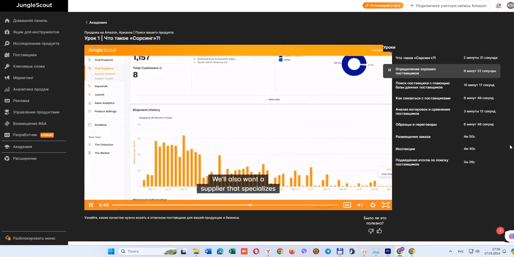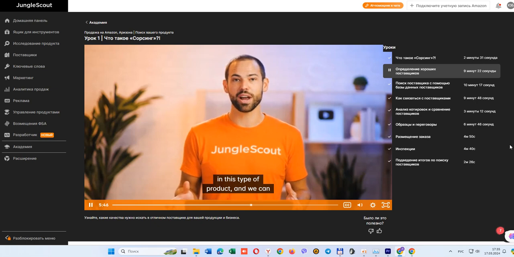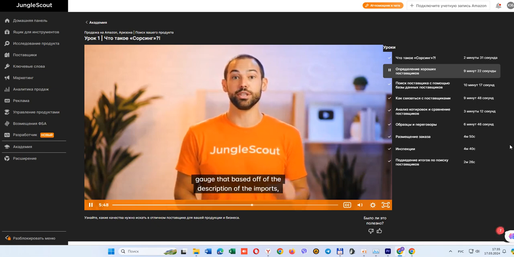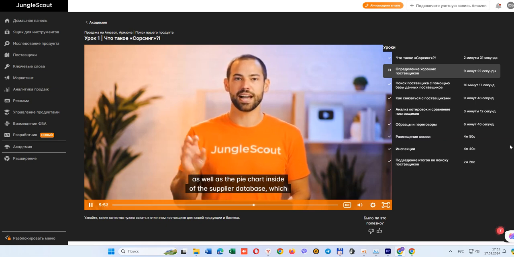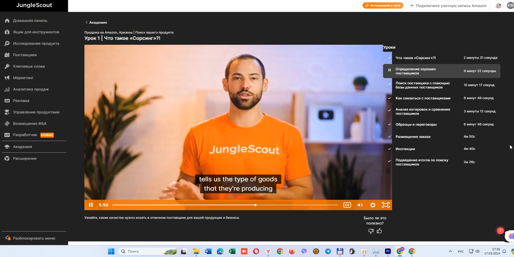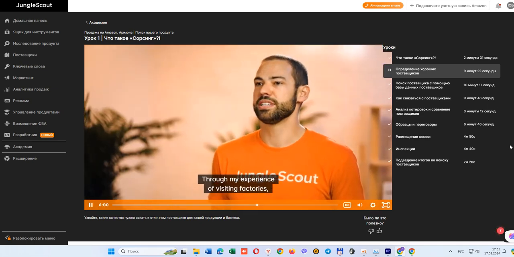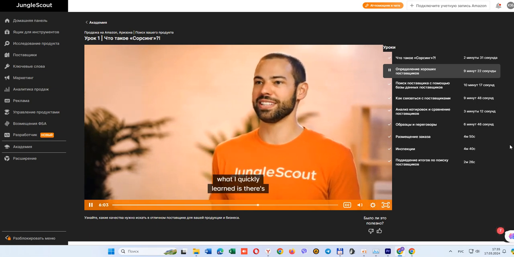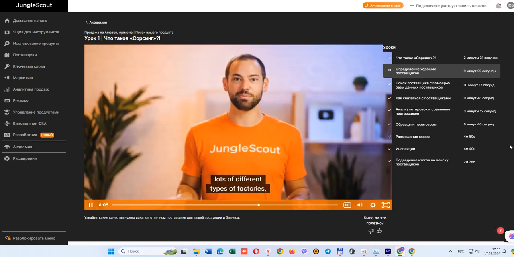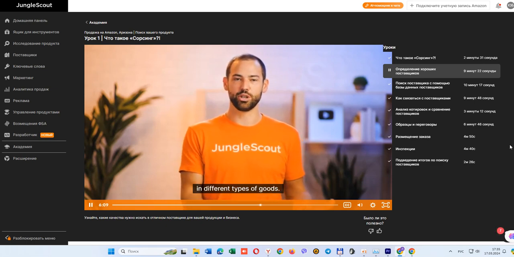We'll also want a supplier that specializes in this type of product, and we can gauge that based off of the description of the imports, as well as the pie chart inside of the supplier database, which tells us the type of goods that they're producing based off of the HS code. Through my experience of visiting factories, what I quickly learned is there's lots of different types of factories, and different factories specialize in different types of goods.